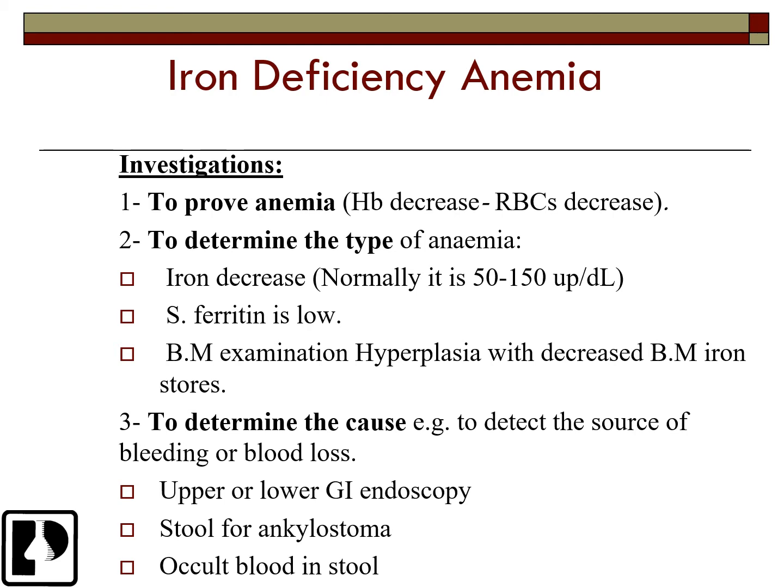The third investigation is to determine the cause. First, we prove whether we have anemia or not. Second, we diagnose the type of anemia. Third, we see what is the cause making this anemia. To detect the source of bleeding or blood loss, we do upper and lower GIT endoscopy. It will show us if there is ulcer, varices, and so on. Stool for ankylostoma and occult blood in the stool.